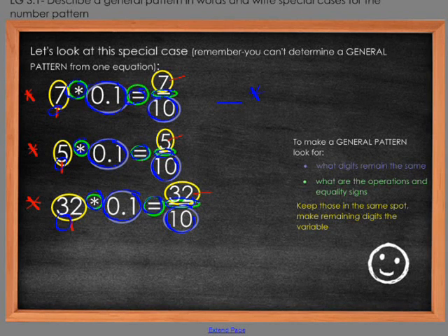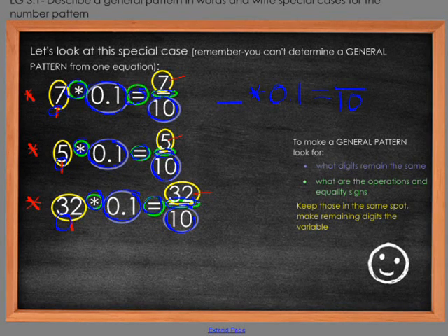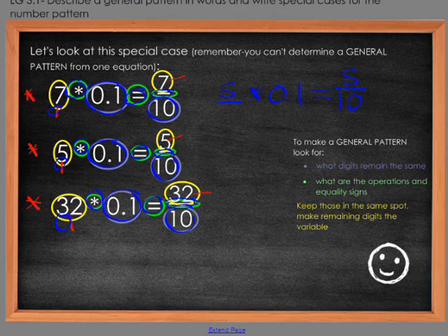The multiplication sign stayed the same. The 0.1 stays the same. The equal sign stays the same. This top number changes, however, so I'm going to leave that blank. I have my vinculum, and the 10 stays the same. So now everything that stayed constant in my special cases, I am going to keep constant in my general pattern. For the thing that changed, I'm going to put in my variable, and in this case, I am going to use an S. So my general pattern would be S times 1/10 equals S over 10. So that would be my general pattern.